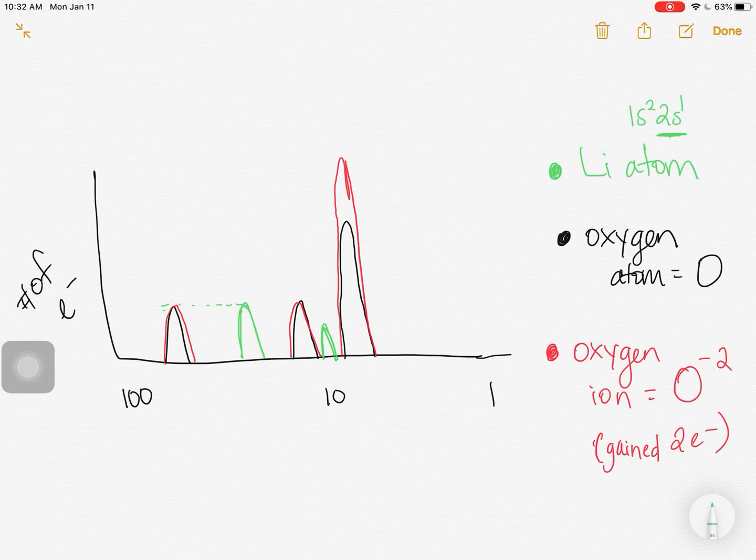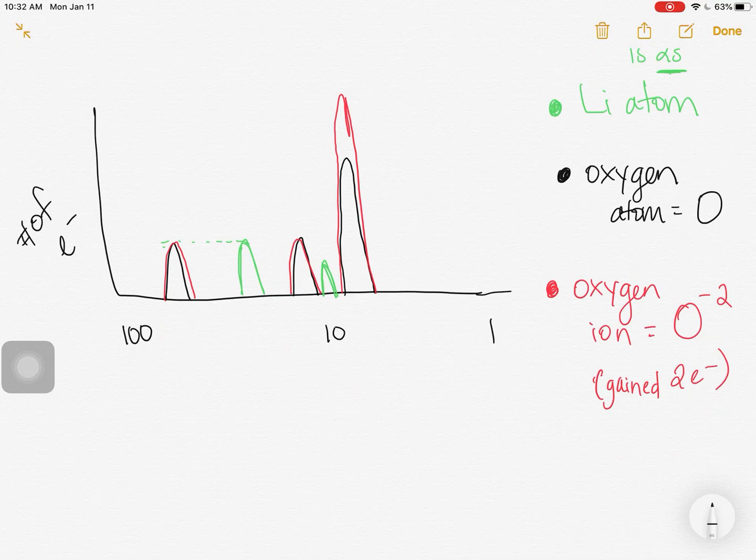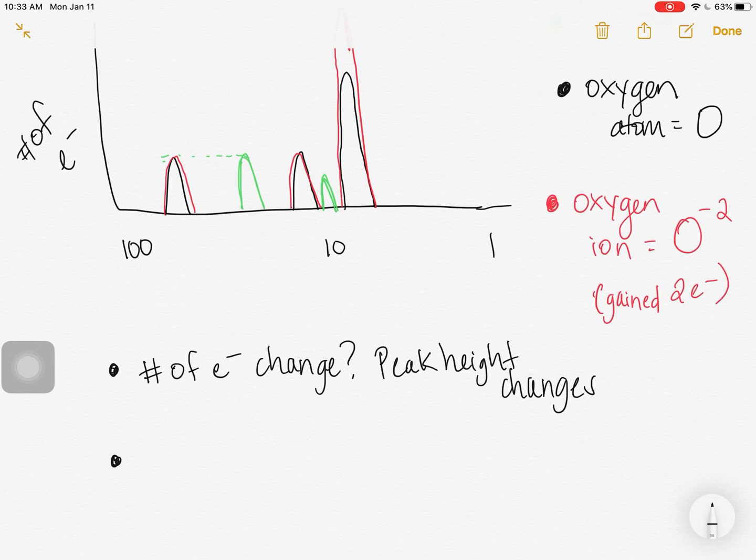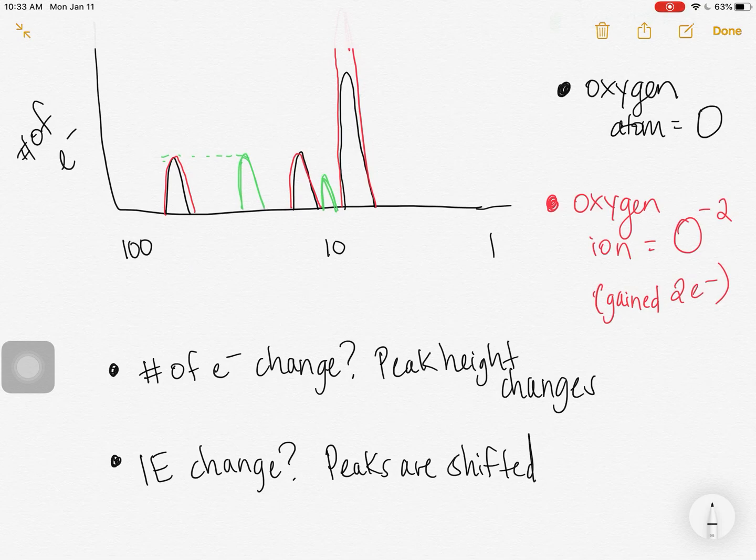Okay, so one thing you have to think about when you're comparing different species on a PES is, does the number of electrons change? Okay, if so, your peak height will change, which was the first case. That was when I did the black and the red, the O and the O minus 2. But then the second question you have to answer is, will your ionization energy change? Okay, and if so, then the peaks are shifted on your graph to represent that change in ionization energy. So that's PES, and like I said, basically it's a combination of two ideas. It's a graphical combination of ionization energy and electron configuration.